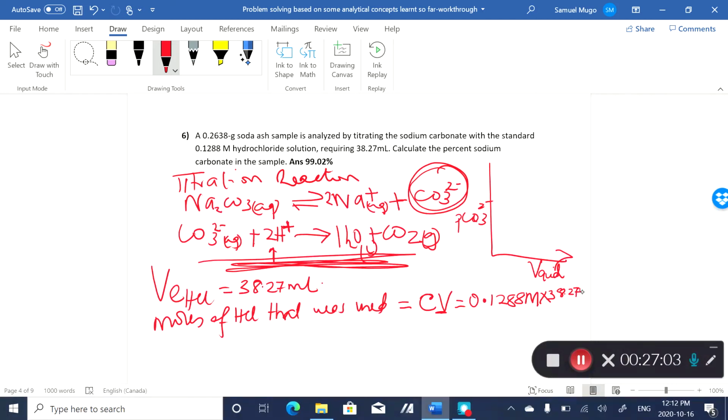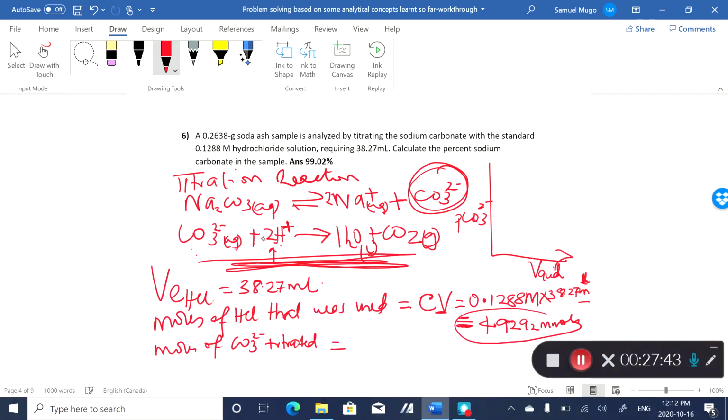38.27, if I keep it in mL, my number of moles here is going to be in millimoles. So I get 4.9292 millimoles. So the moles then of carbonate that was consumed or that was titrated would be equal to this number. You can see it's a 1 to 2 stoichiometry.